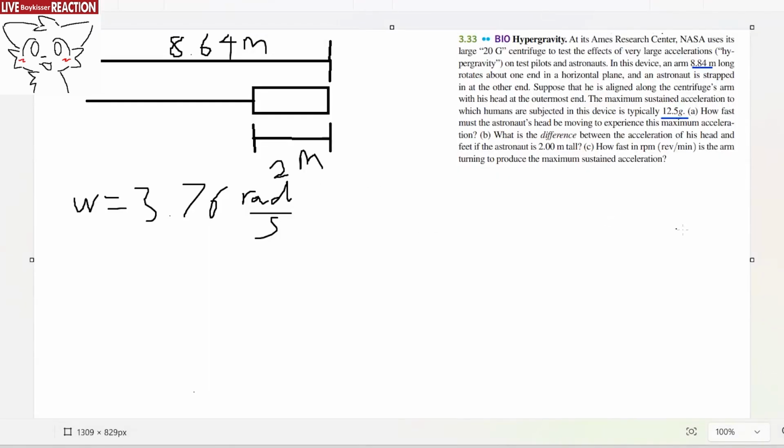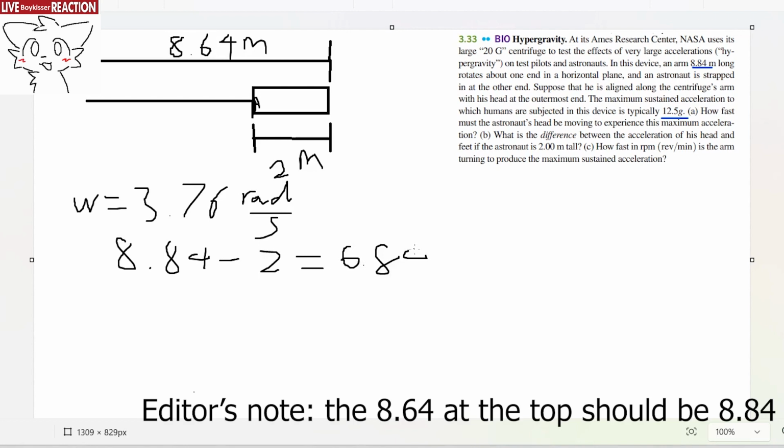And now for part B of this problem. What is the difference between the acceleration of his head and feet if the astronaut is 2 meters tall? So his feet would be right here, and his feet's distance from the center of the rotational motion will be 8.84 minus 2, which equals 6.84.